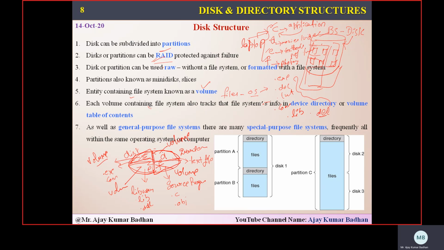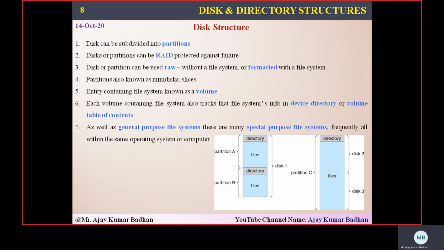And every volume will have a directory. Every volume, whatever you're representing here, that C drive, D drive, again we have E, F, right? This will have one particular device called the device directory. Every volume will maintain this device directory, and this directory consists of information related to the files present in that particular volume. This is what the partition is giving.